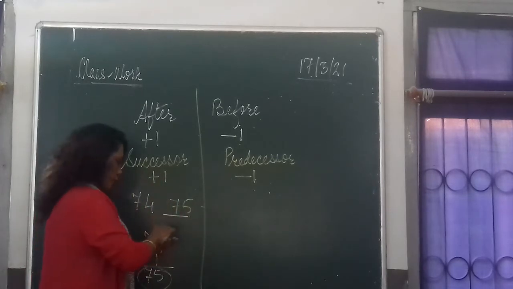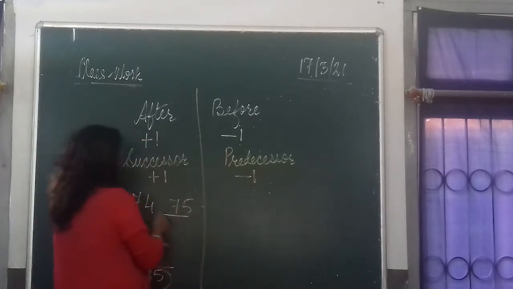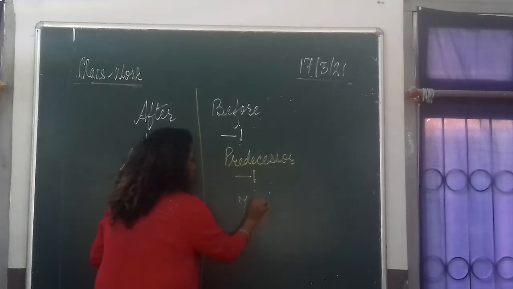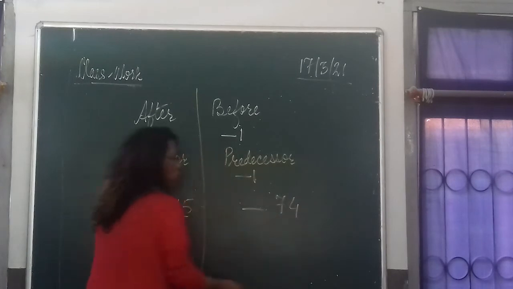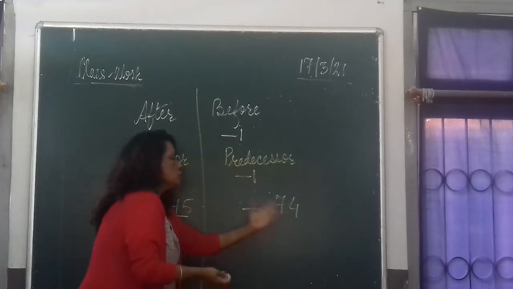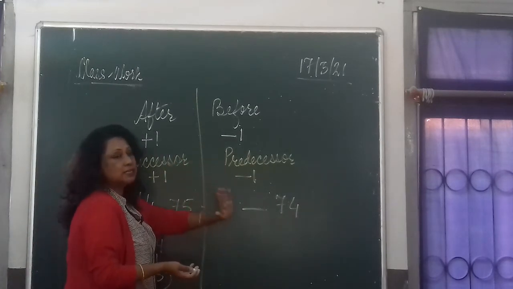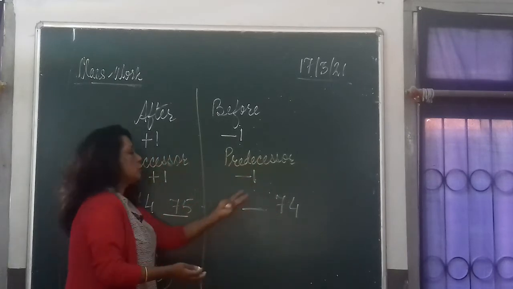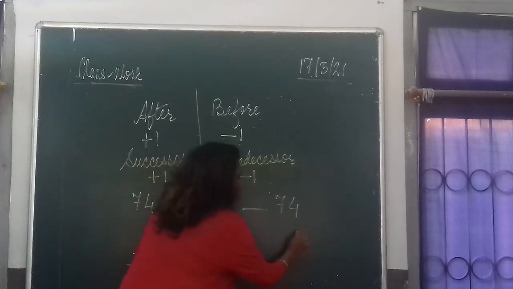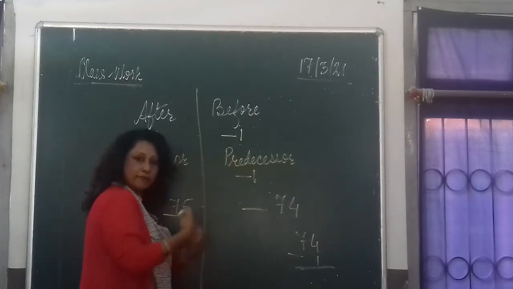Alright? Same way, if I give you the same number: what comes before 74? The same number I am using. What comes before 74? That means what is the predecessor of 74? That means you minus 1. So from 74, you take away 1. Take away 1 means you will have less, isn't it?